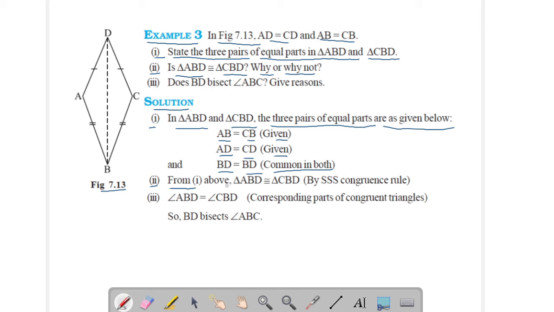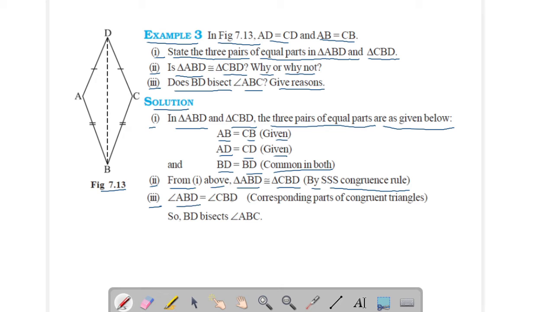From the above, triangle ABD is congruent to triangle CBD by the SSS congruency rule, because all the three sides of one triangle are congruent to the three sides of the other triangle. Now say the third part. Does BD bisect angle ABC? Give reason. So say the solution.